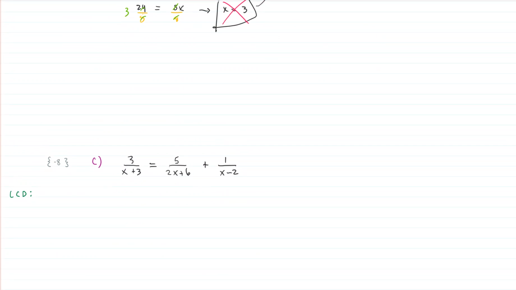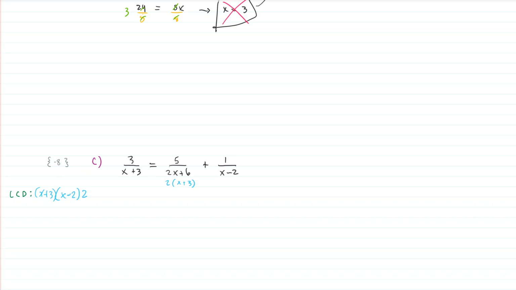Let's try another one. Here we have 3 over x plus 3 equals 5 over quantity 2x plus 6 plus 1 over quantity x minus 2. What is our common denominator? Good question, right? Well, if we factor out a 2 in the first term on the right, we get x plus 3. So it looks like we have x plus 3's. We have an x minus 2. And we have a 2 hanging out. So that will get everything if we use that as our least common denominator here.